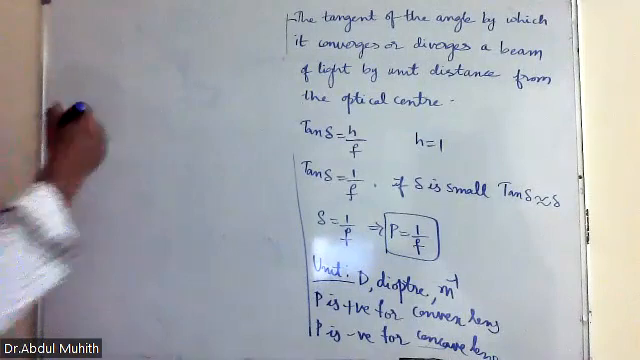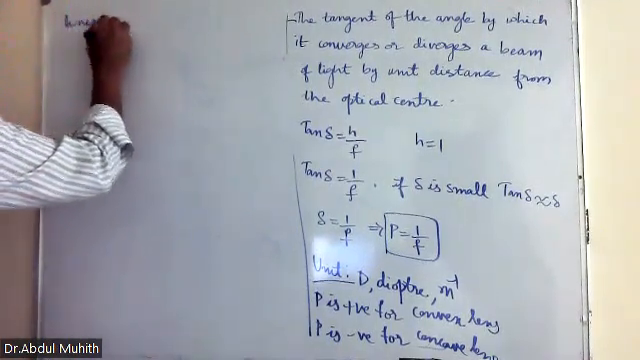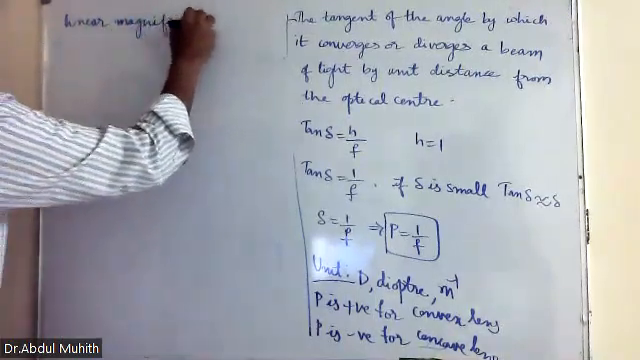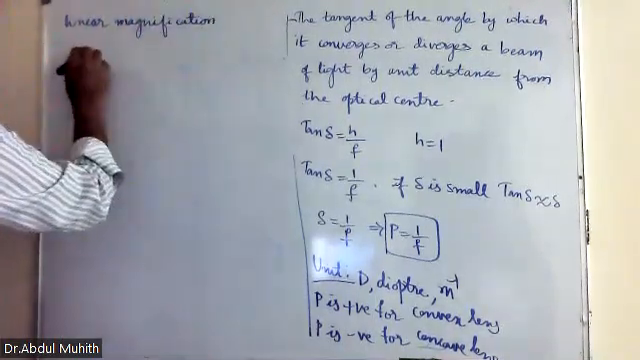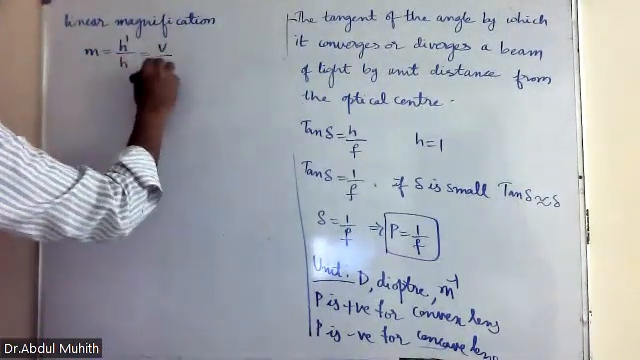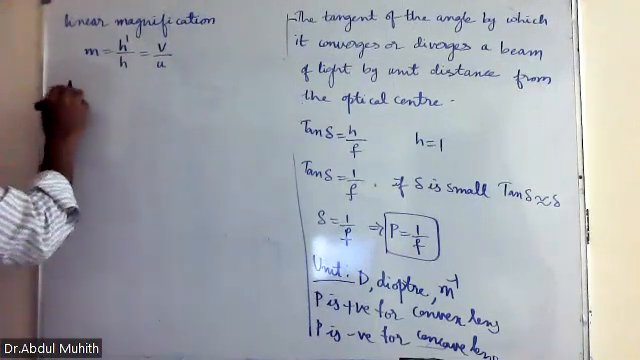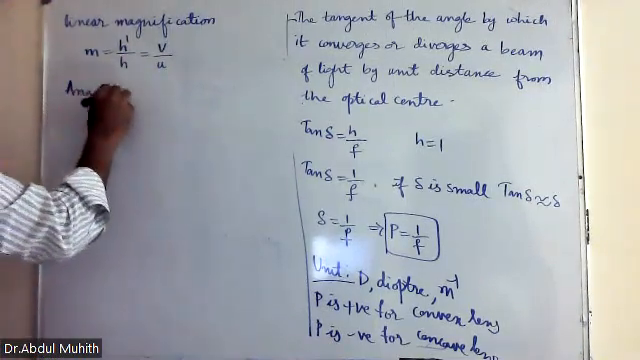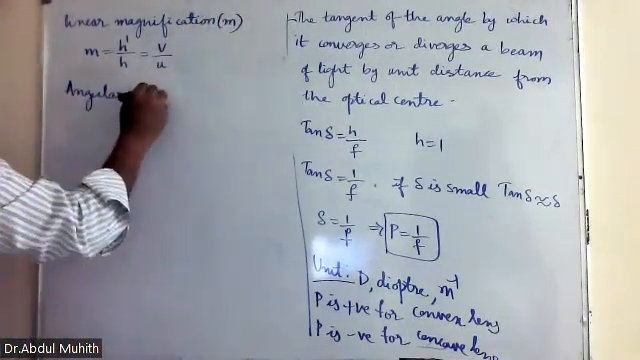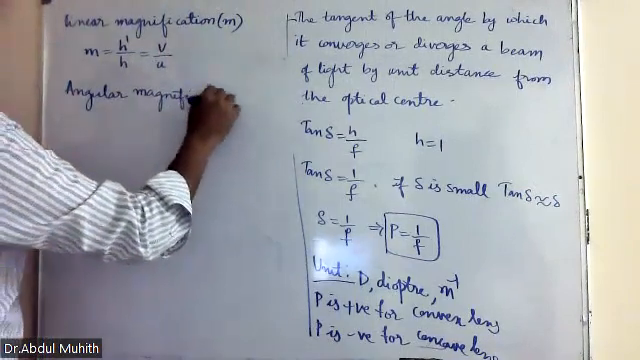Now, angular magnification. We have two types of magnification: linear magnification and angular magnification. In linear magnification, we write small m equal to h dash by h, which is equal to v by u: image distance upon object distance, height of the image by height of the object. Angular magnification is denoted by capital M.